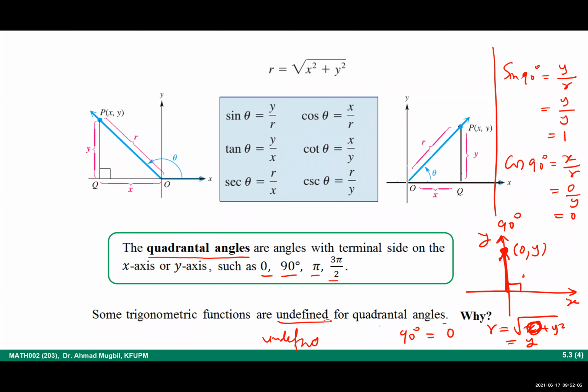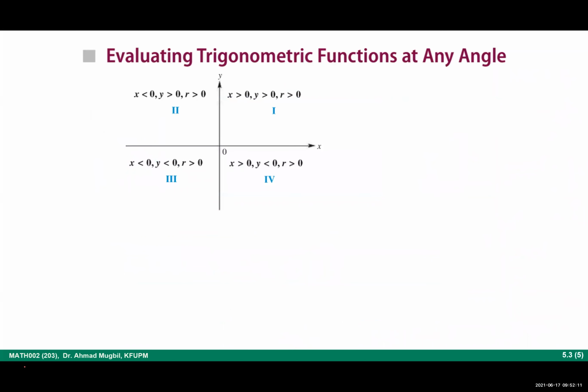For quadrantal angles, you can just check the table of the trigonometric functions to know that. Now, to evaluate the trigonometric functions of any angle, you need to know the signs, where it is positive, where it is negative. We know that this is the first, second, and the order is counterclockwise: 1, 2, 3, 4.